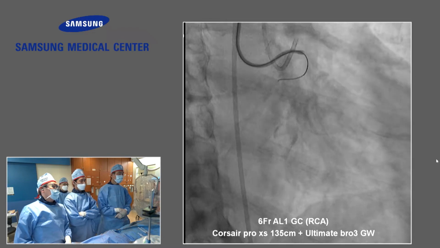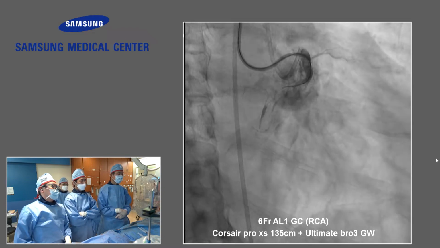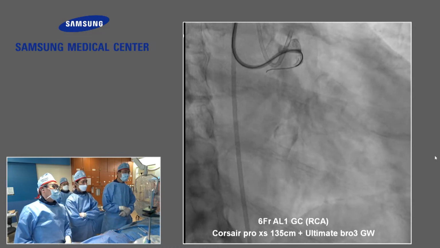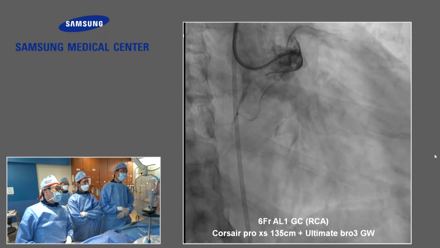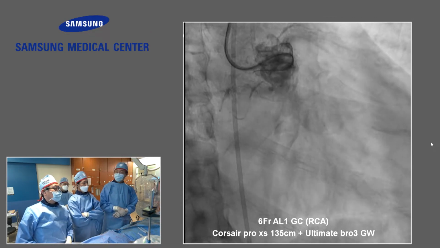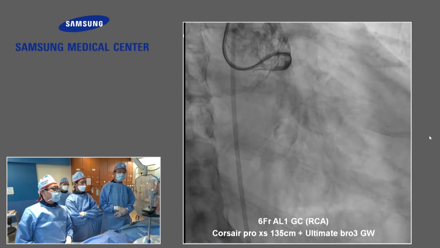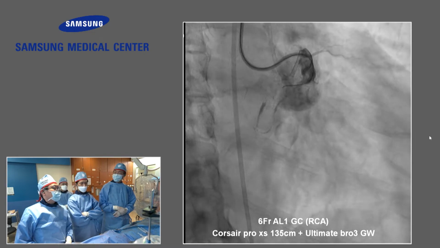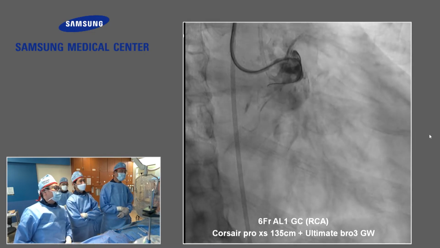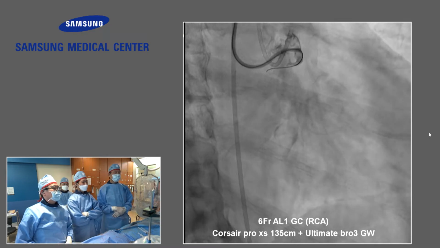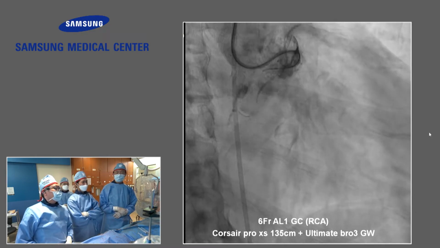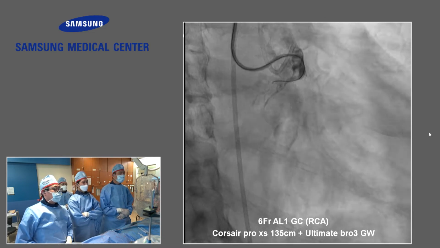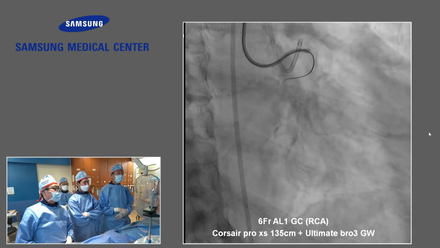Okay, next. The backup was very poor. What is the wire? UB3. Actually, UB3 is my favorite wire because it does not go outside the vessel. You can feel the tactile feedback. And Dr. Lee, you like that, right? Yeah, that is also my favorite CTO wire. When Dr. Jumeng Lee came to my hospital many years ago, I taught him about using the UB3, and he really liked that because in most CTO cases, UB3 is quite successful.